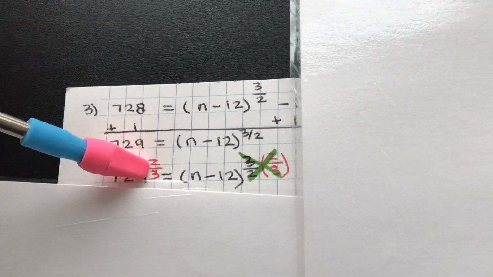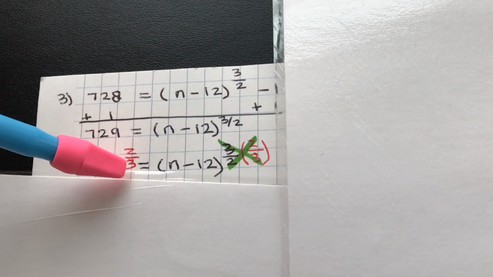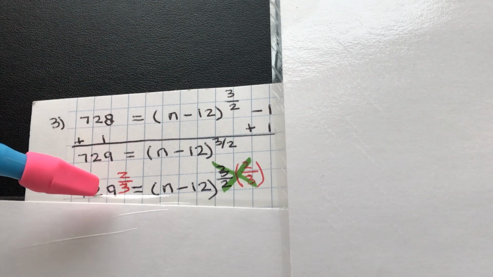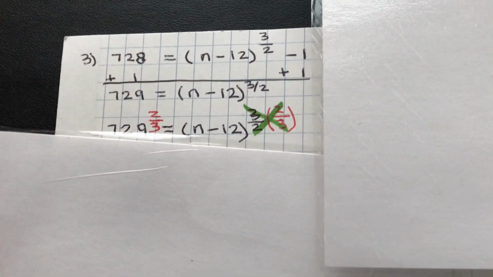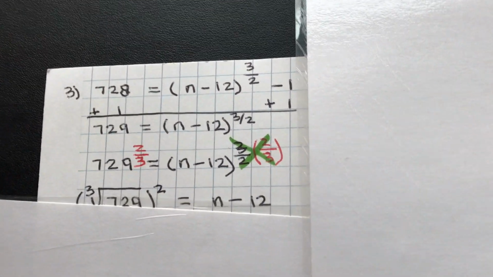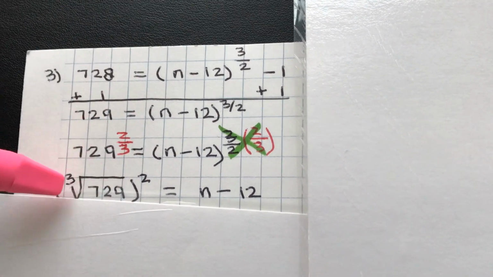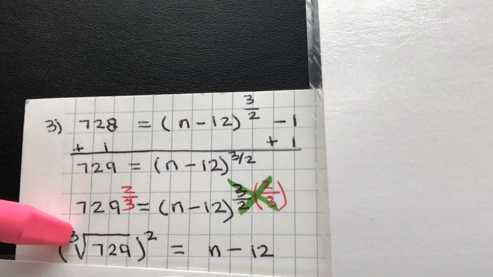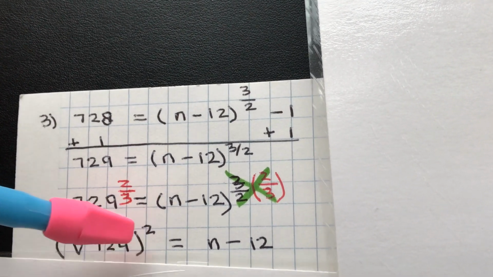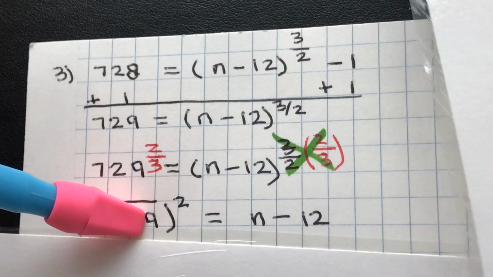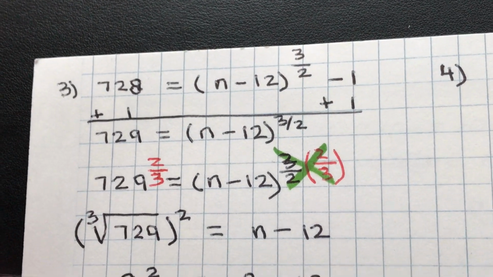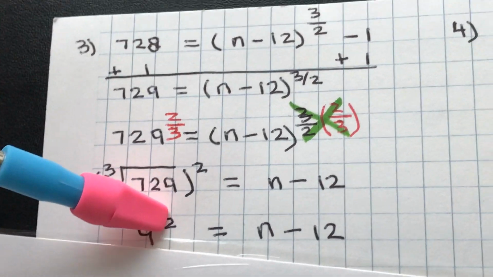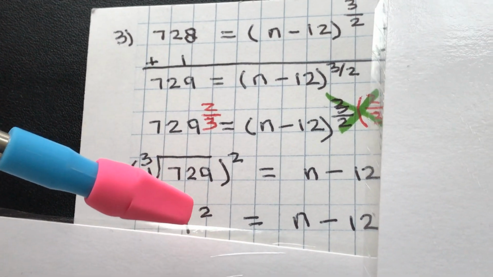When I put 2/3 here, that little rational exponent, the bottom number is my index. That means cube root. Top number is my exponent. So I'm going to go ahead and rewrite it like I did on our first video. I'm going to rewrite it like that. Bottom number 3 becomes the index. Top number 2 becomes the outside exponent. So this reads cube root of 729 squared. The cube root of 729 is 9. 9 squared is 81.